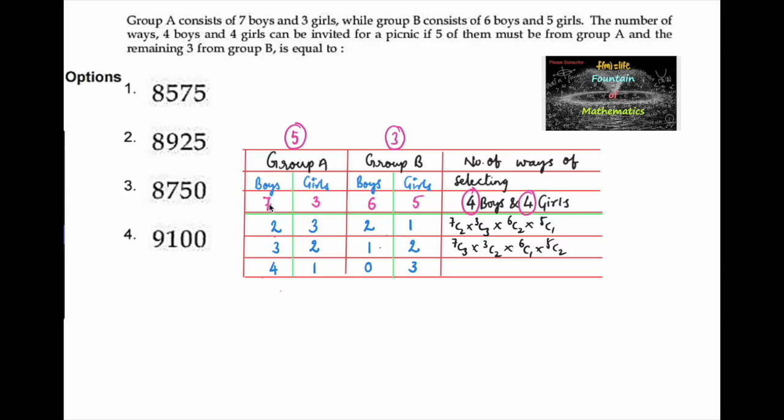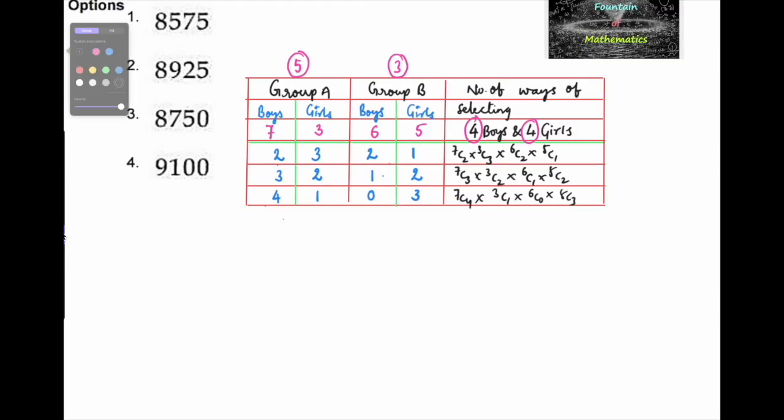And in the third case, out of 7, 4 are selected, 7C4. Out of 3, 1 is selected, that is 3C1. Out of 6, 0 selected, 6C0. Out of 5, 3 are selected, that is 5C3. So these are the different possibilities. Let's simplify them separately. Say this is case A, this is B, and this is C.